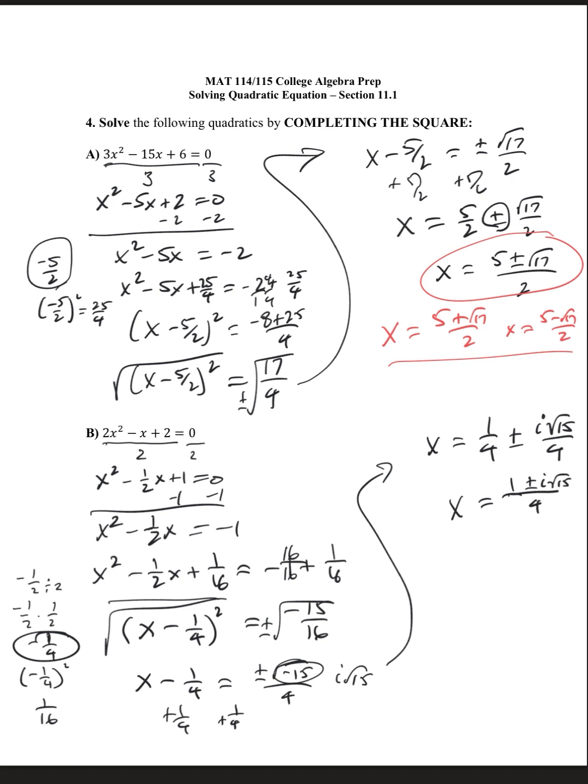But again, remember there are two answers to this, and perhaps the book will want you to write them individually. So there's 1 plus i square root of 15 over 4, and there's 1 minus i square root of 15 over 4. All right, so there's our two answers. In this case, we have complex ones.